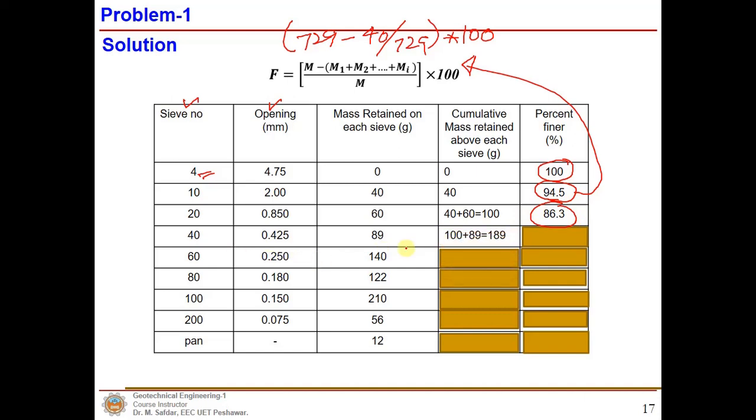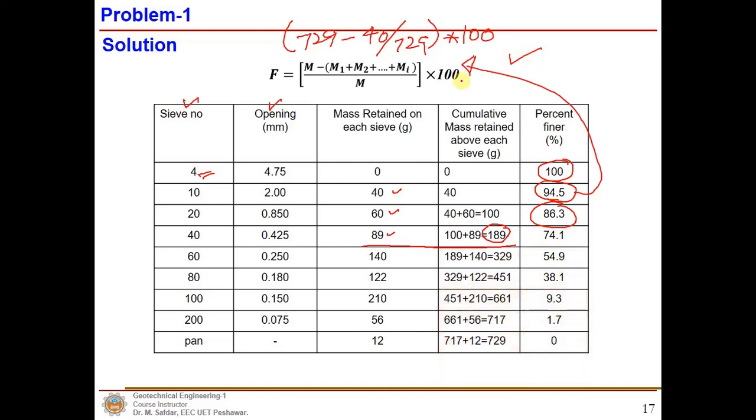Similarly, the cumulative mass retained, 40 plus 60 plus 89, will be 189. Use this equation of the percent finer, and you will get 74.1. Similarly, you can construct this table and find out the cumulative mass retained and percent finer.